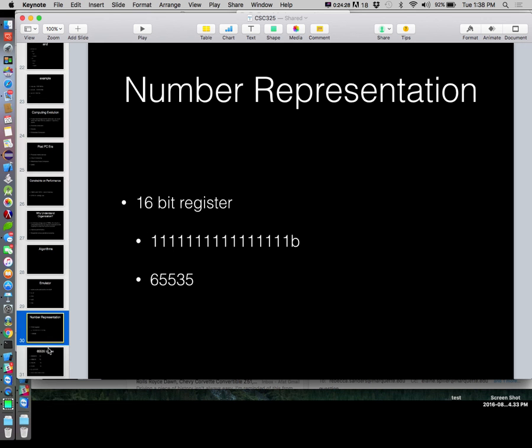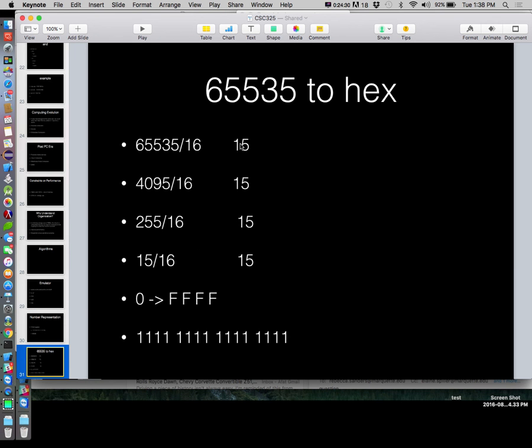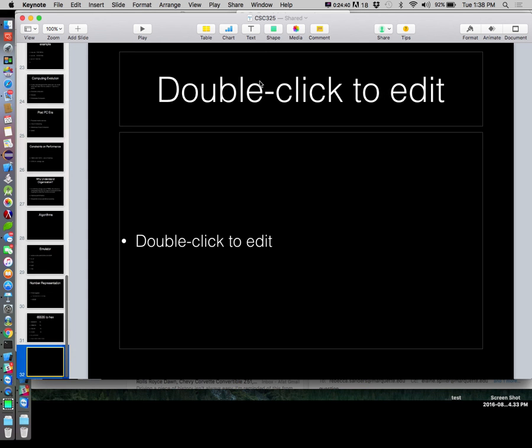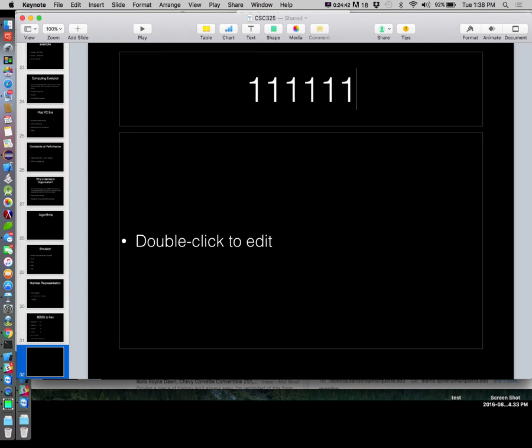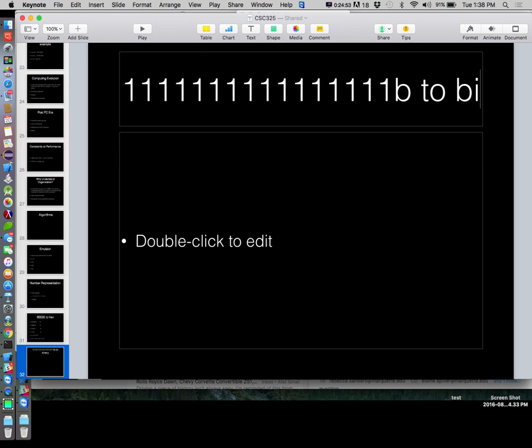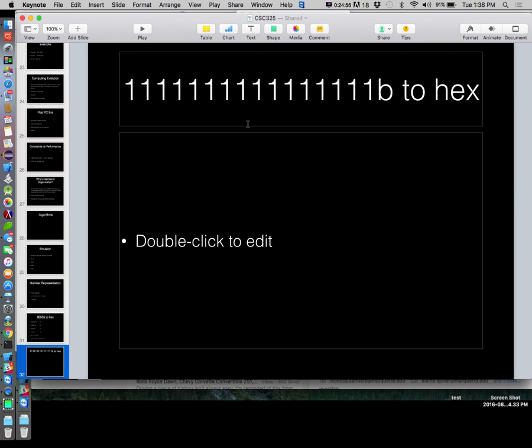Now, we went through this whole big rigmarole to convert this guy to hex. What if I wanted to convert this number, I'm sorry, other way, binary to hex? I want to convert this 16-bit binary number to hexadecimal. How would we do that?